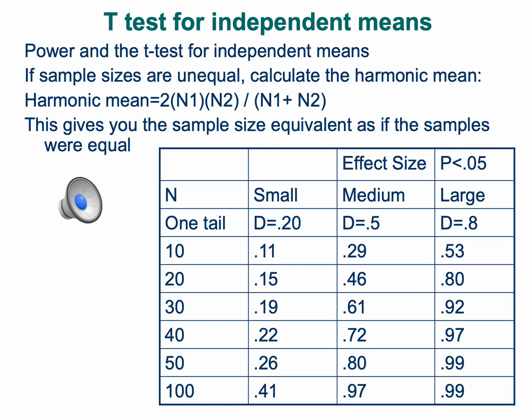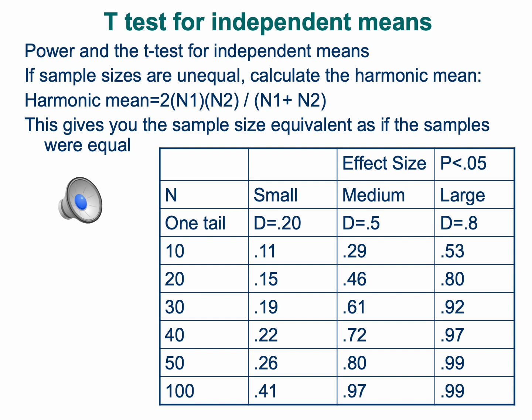Power in the t-test for independent means. Now remember, power is the probability of finding a significant result when it's actually there, when it really exists, with your study the way it's designed. And here this table shows you the relationship of sample sizes to effect sizes, similar to tables like this we've seen before. First of all, you need to calculate the harmonic mean if you have unequal n's. That makes the sample sizes equivalent and treats the power calculations as if the samples were equal.